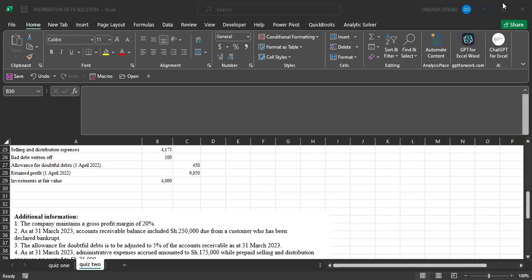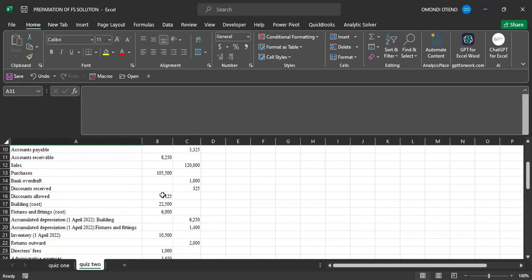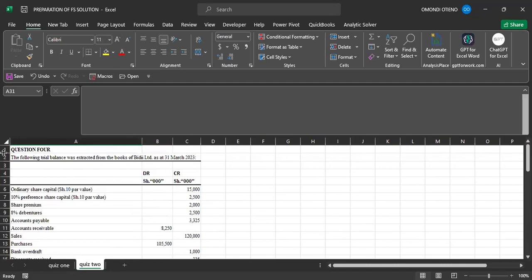Good. So if you look at this particular question, you are required to prepare financial statements. The financial statements here, we are going to start with the preparation of the income statement. We have been given a trial balance.